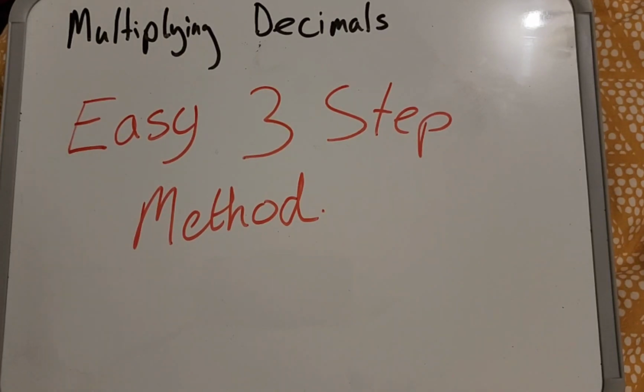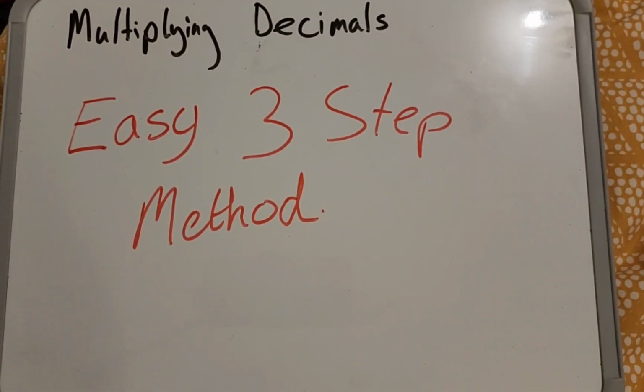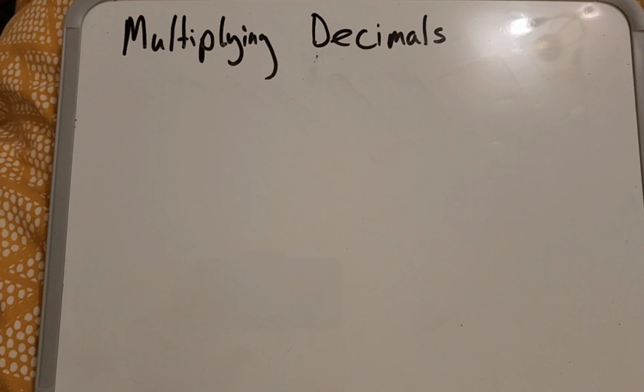Guys, we're going to be multiplying decimals, and there's going to be an easy 3-step method to doing this. Once we've discovered the method and used it, we're going to apply it to several different similar calculations, and have a look at how our answers can vary based on how many decimal places our answer has.